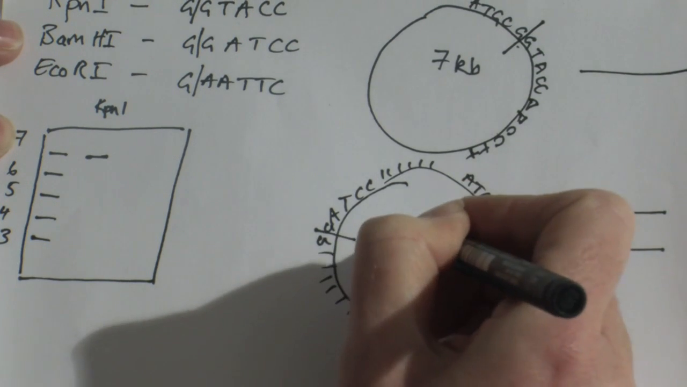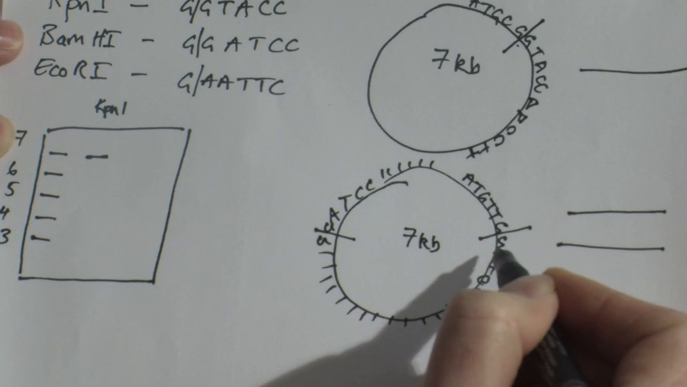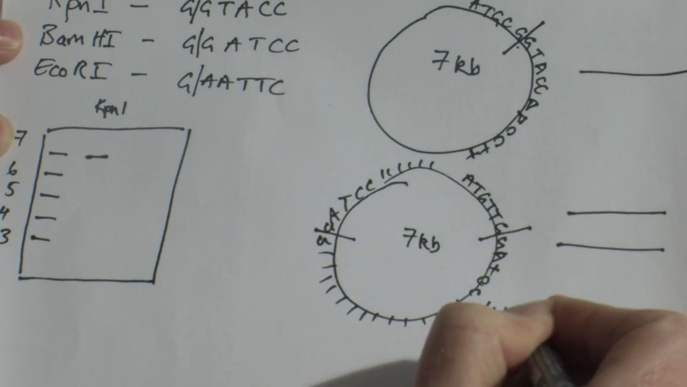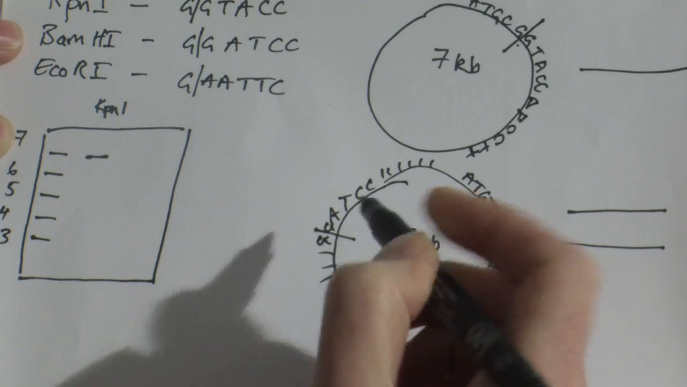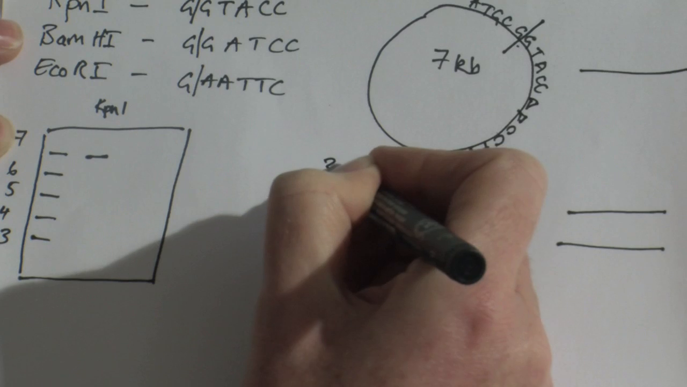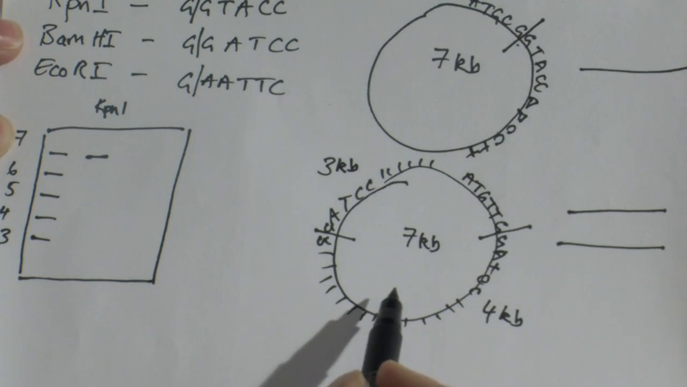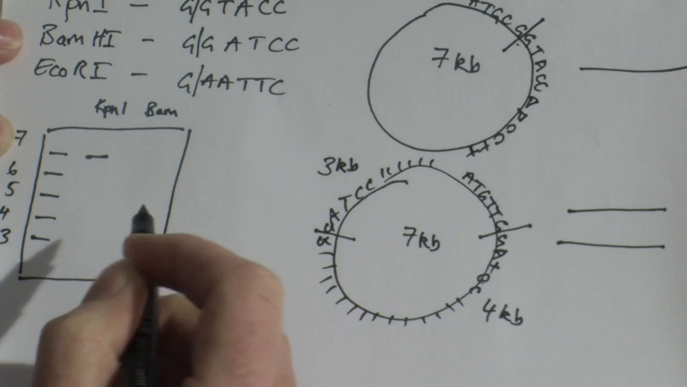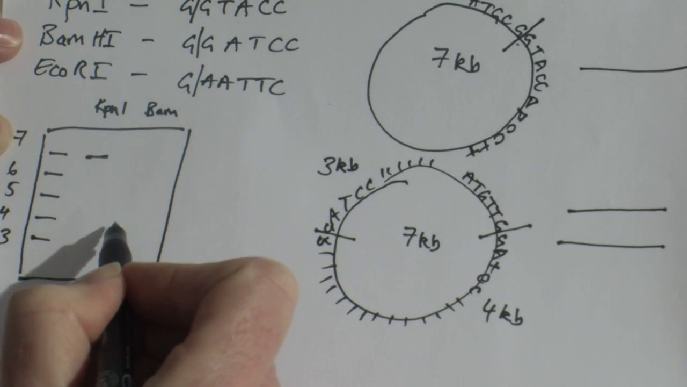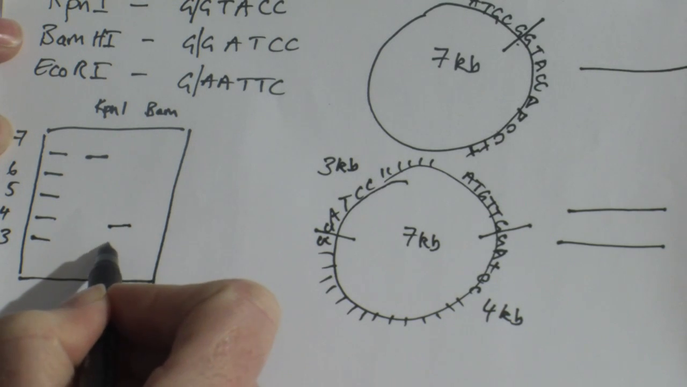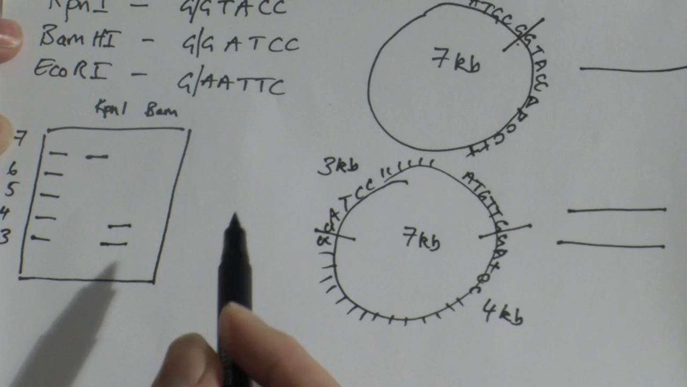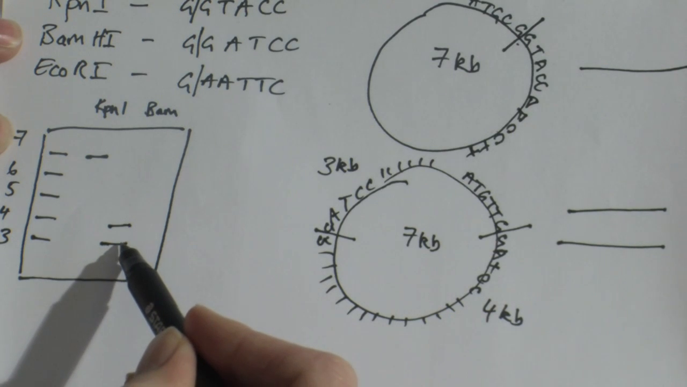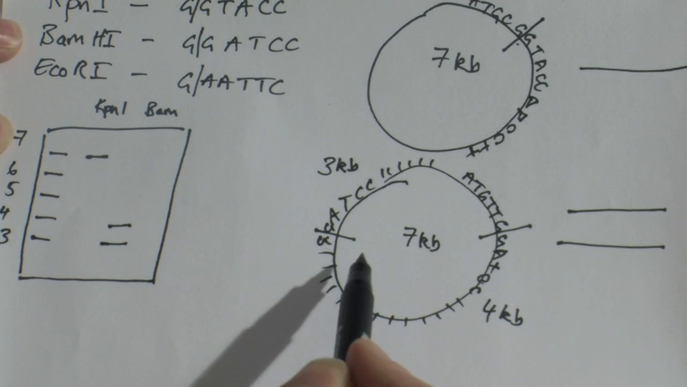My BAMH1 enzyme cut here, and it cut my plasmid into two fragments. Let's say this one was 4 kb, from here to here is 4 kb, and from here to here was 3 kb. And only when I ran this on an agarose gel would I be able to see that I have actually got two fragments. One of them was 4 kb and one of them was 3 kb. And we can see that the two fragments here that were cut with BAMH1 add up to give me the 7 kilobases that is the total sum of the plasmid.